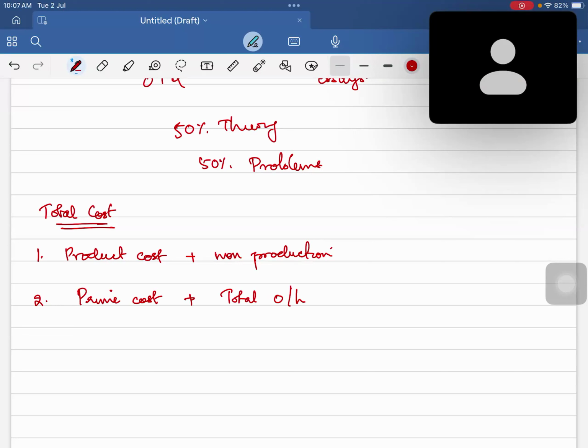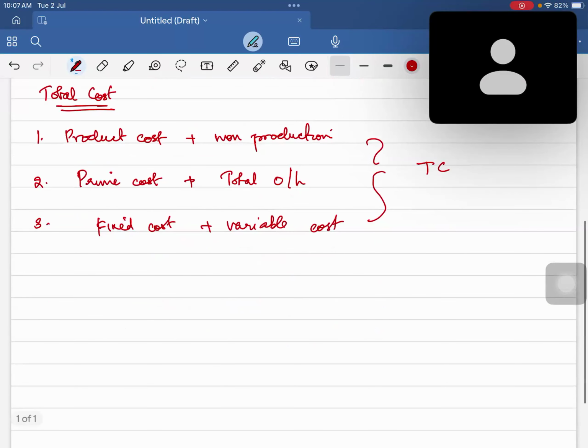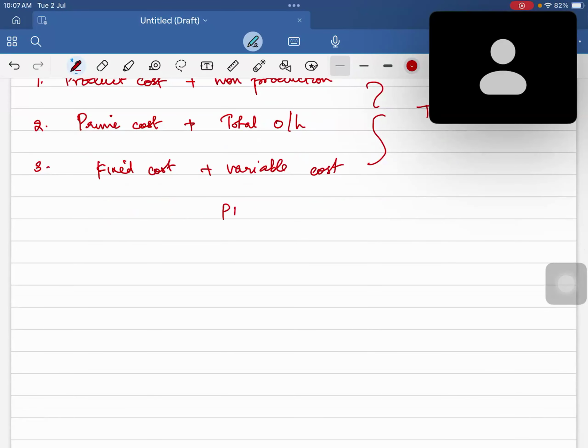And the third way is where you're going to take the fixed cost involved in production and add to it the variable cost. Clear? So if you take these three things, whichever you choose, you're going to reach the total cost. Understood? Now, this is what you studied in MA, right? That is a chapter dedicated to cost. In the beginning itself, you're acquainted with how these costs are divided, right? Now coming to performance management.